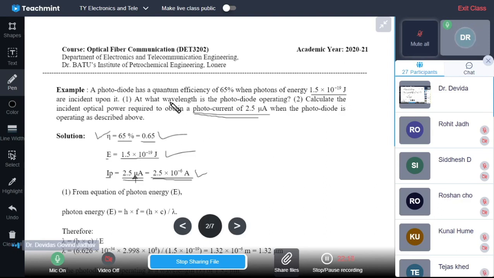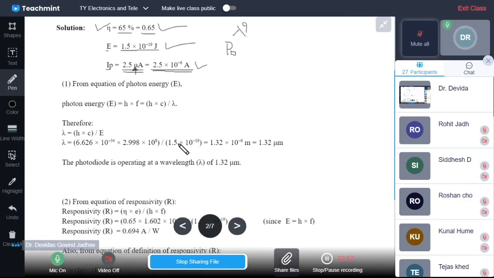Number 1, at what wavelength the photodiode is operating. And number 2, calculate the incident optical power, PO. IP is given, PO is to be calculated, and we know the responsivity equation, R is IP upon PO. So if R is known, then PO can be calculated. R is not given, so we have to calculate R. For that we have to calculate the wavelength first. Wavelength is not given, so let us calculate it.